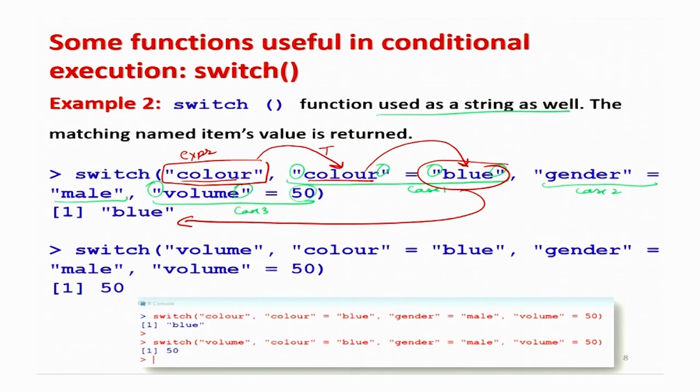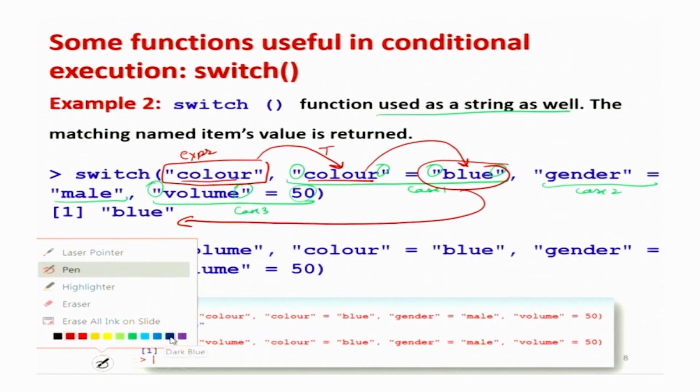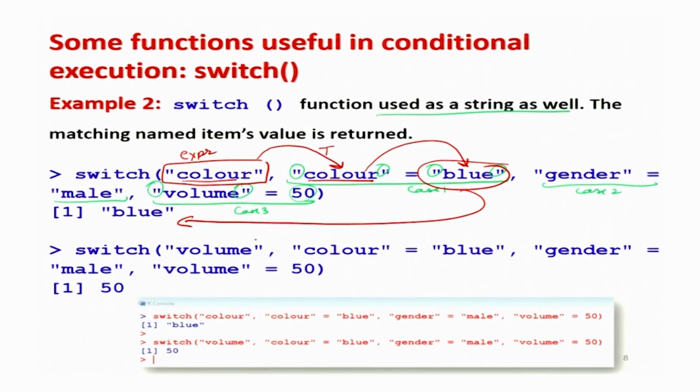So, you give a name and it gives you the value assigned to that name. Now, as another example, if I repeat the same thing, but now I give the expression as volume, what will happen? This volume will start working, it comes to the first situation and finds that volume is not matching with this color. So, it becomes false.